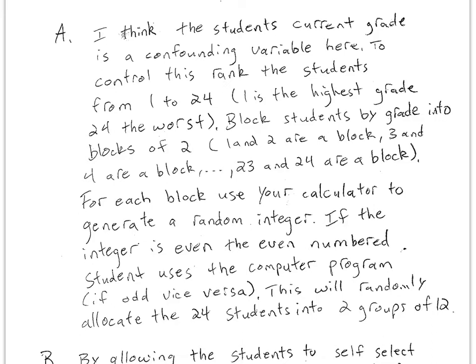So I feel like the best way to control that is, let's take these 24 students and rank them from 1 to 24. 1 is the highest grade in science. 24 is the worst grade. And then put them in blocks of 2. So the top 2 science students in terms of grade, they're a block. Now this is matched pairs because I've got a block of 2, and these 2 students are as similar as possible. They're both high achievers in science. They're the best 2 kids in the class, in the block. And then the next block is the kids that rank 3 and 4, and so on and so on.